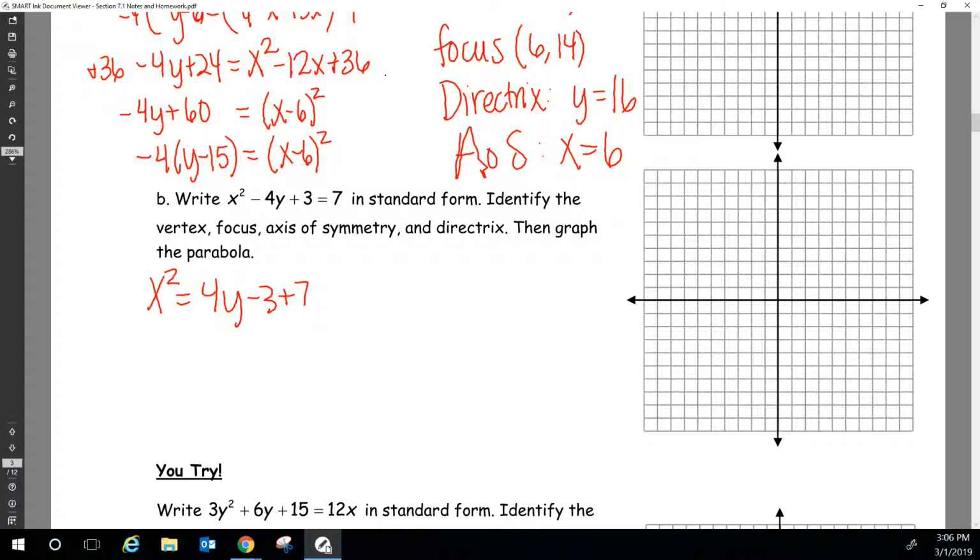Uh-oh, I don't have a middle term this time, do I? That's great. That means we don't have to complete the square. All we need to do is clean up this right-hand side. So x squared is equal to 4y, 7 minus 3 is 4. And then we're going to factor out that 4, and we're going to get 4 times y plus 1.